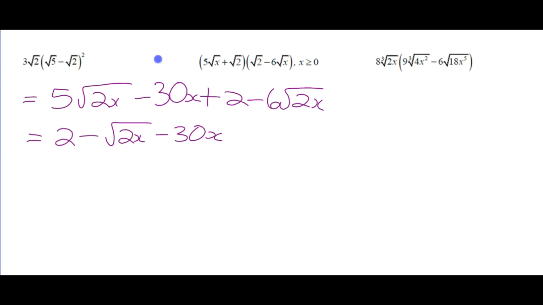Okay, so there we go. 2 minus root 2x minus 30x, right? He's crazy. He's usually like. Okay. Last one, right? This is just straight distributive law, right? Multiplying the first term. So how many terms am I going to get when I've done multiplying? 2. Okay, 8 times 9 is 72. 2x times 4x squared is 8x cubed.